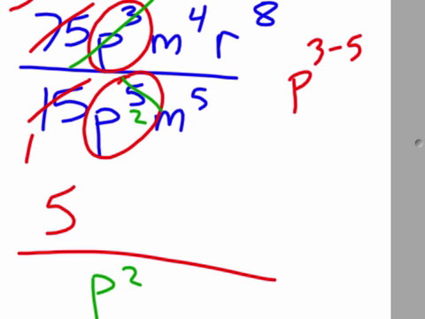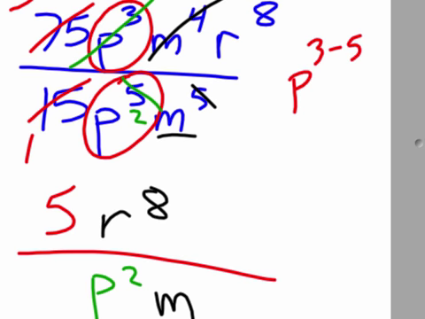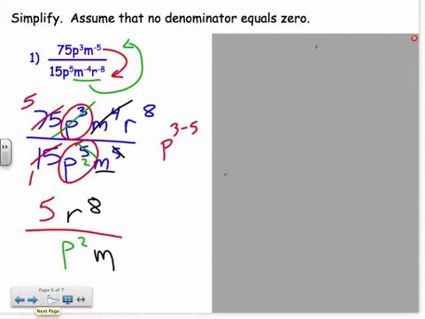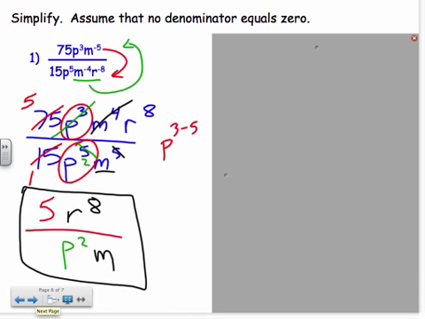Same thing with the m's. I got m to the 4th and m to the 5th. So 4 of the m's cancel with each other. So all 4 of those m's are gone. 4 of these m's are gone, so I'm just left with that 1 m, and that's still on bottom, right? And nothing cancels with the r to the 8th, so that's still up top. So this would be my simplified form right here. 5 r to the 8th over p squared times m.